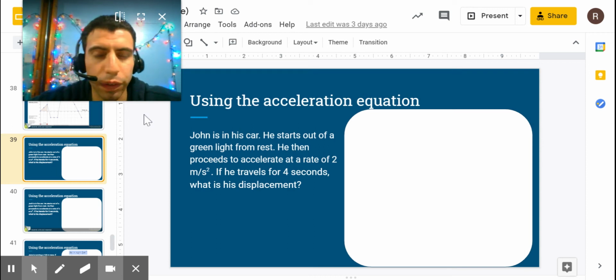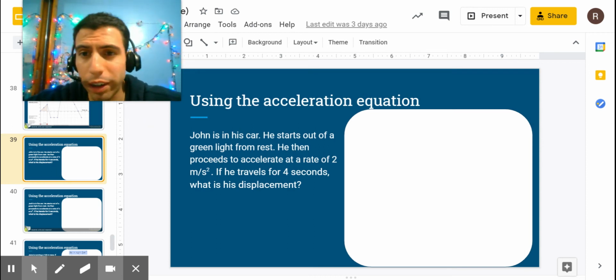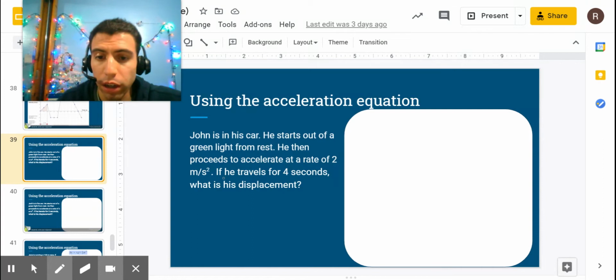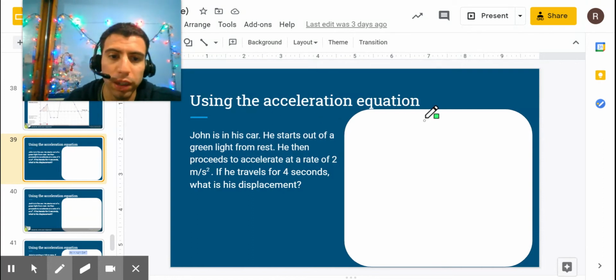All right, hello everyone, and welcome to the final part of V versus T graphs. If you remember, in the last session we used our V versus T graph to find the displacement equation. We also found a few other equations along the way.